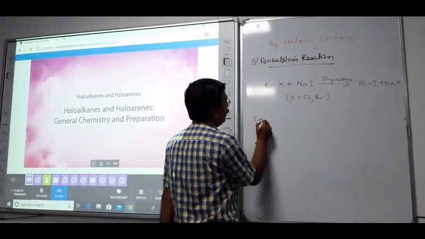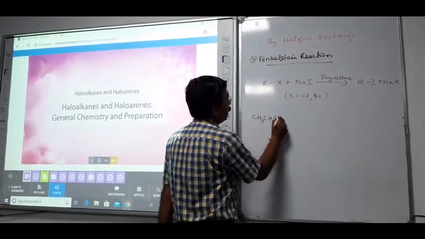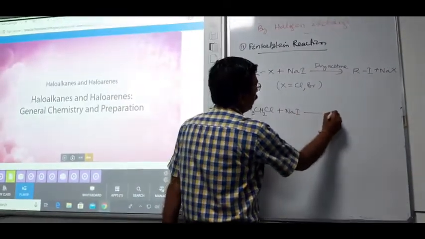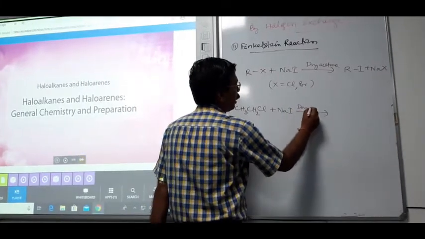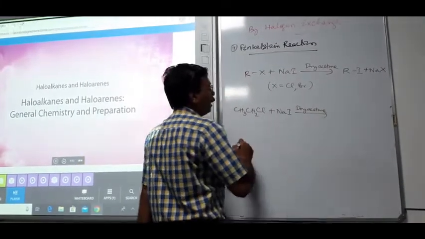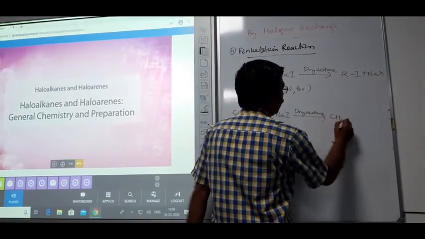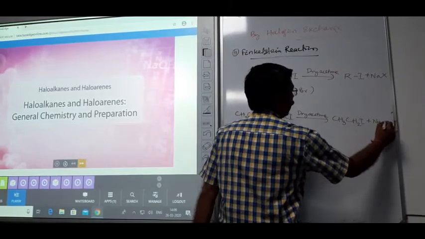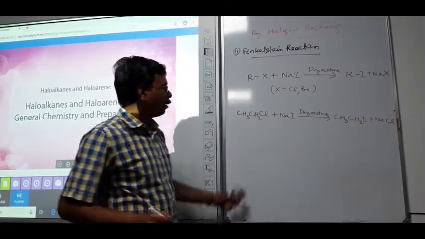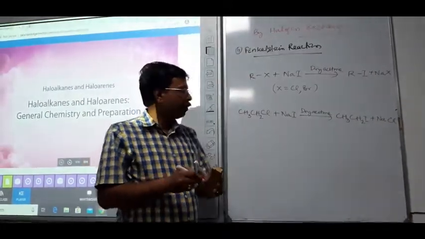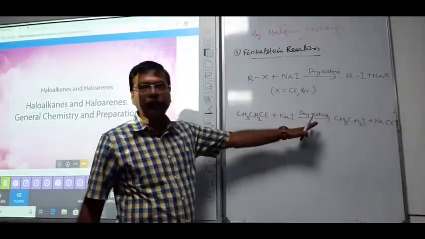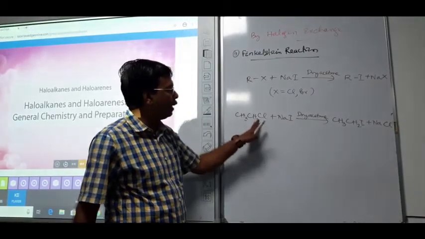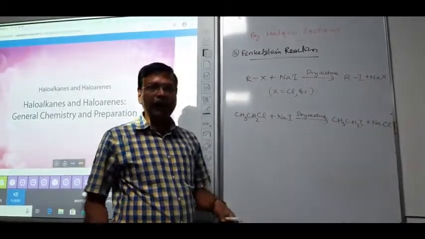If I take CH3CH2Cl plus sodium iodide, dry acetone, it is CH3CH2I plus NaCl, sodium chloride. Now chloride is converted to iodide here in presence of acetone. What is the role of acetone? That is also a very important question here. Simply we can understand that iodide is replacing the chloride, we are getting the corresponding iodide.